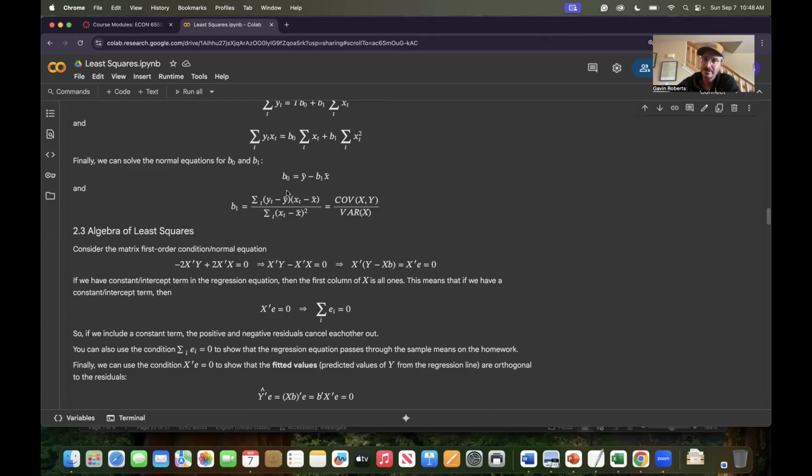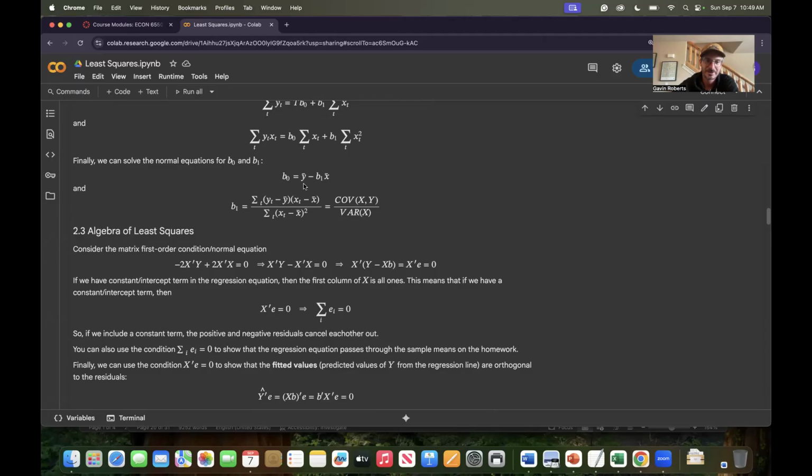B naught, the intercept, is just the sample mean of the dependent variable minus the slope times the sample mean of the independent variable, which tells us that the line goes through the sample means. Because there's no error right here, right? So that equation right there tells us that in regression under the least squares criteria, if we have an intercept, the line always goes through the sample means.